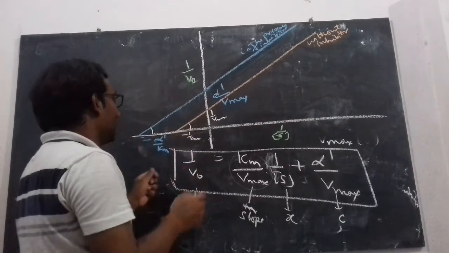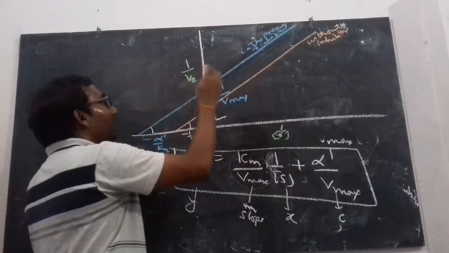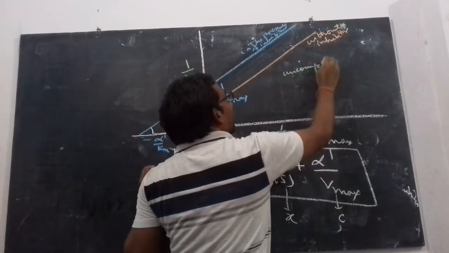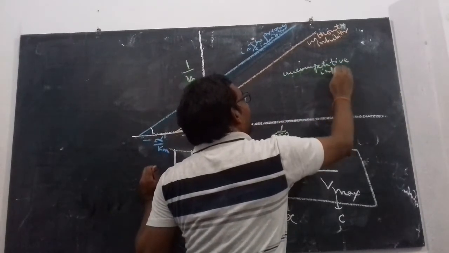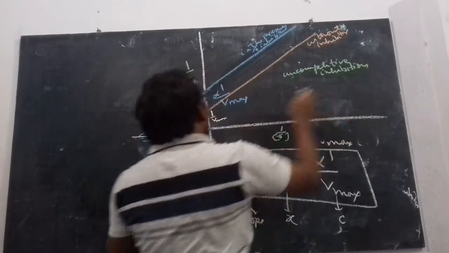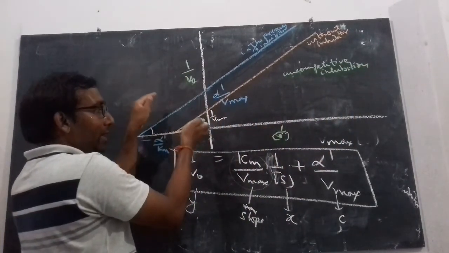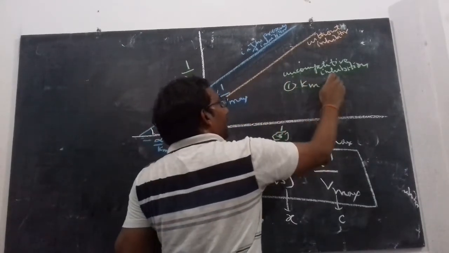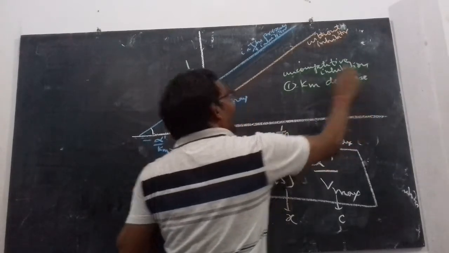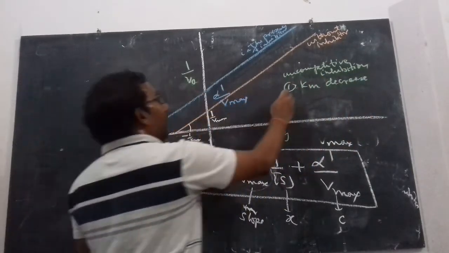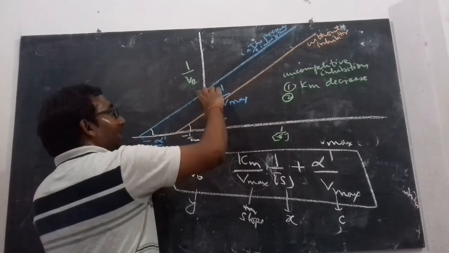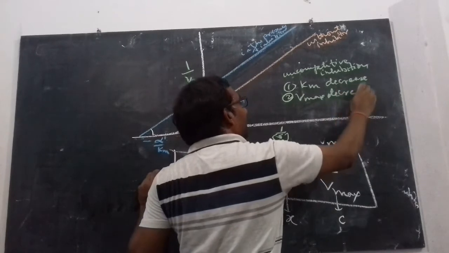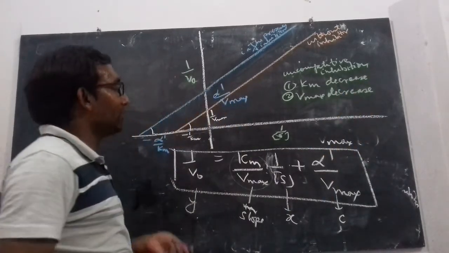So we come to a conclusion that in case of uncompetitive inhibition, in the Lineweaver-Burk plot, which is called the double reciprocal plot, the Km value is also decreasing. Km decreases. The Michaelis constant decreases, and also the Vmax has decreased. Vmax decreases. Km value has also decreased.